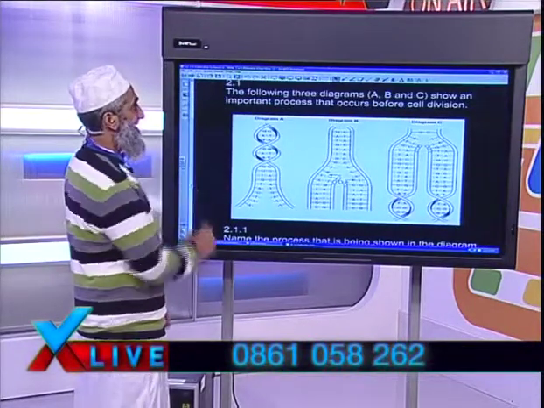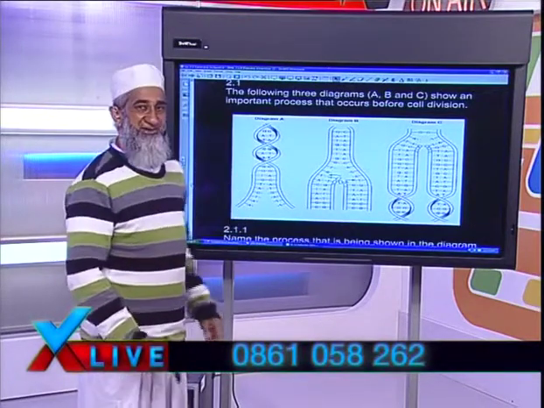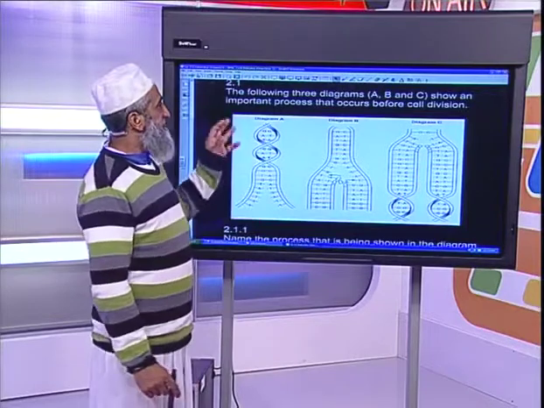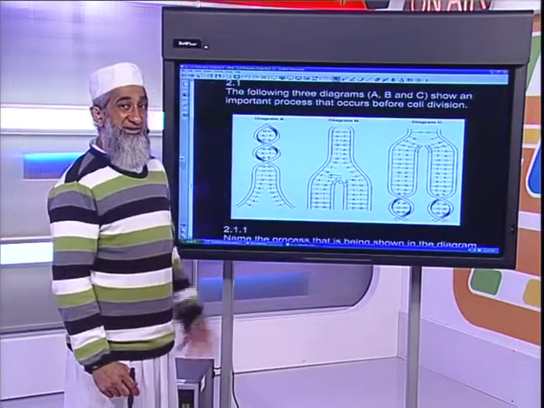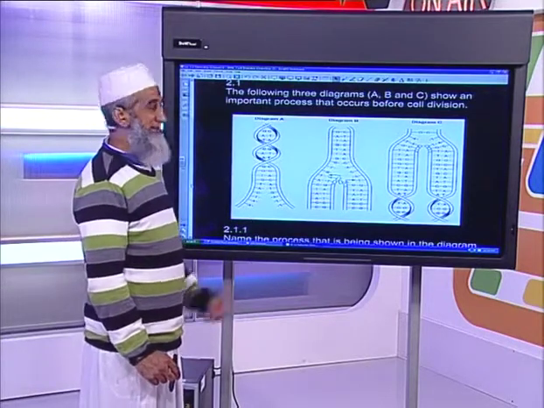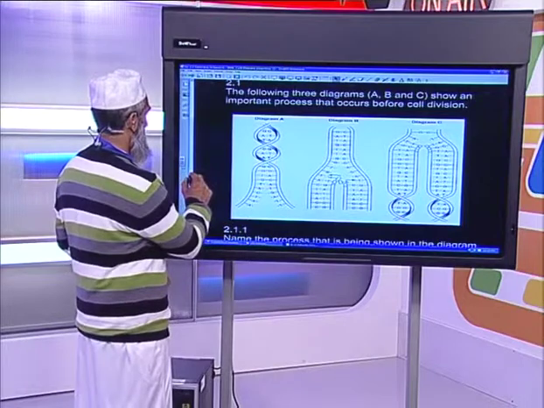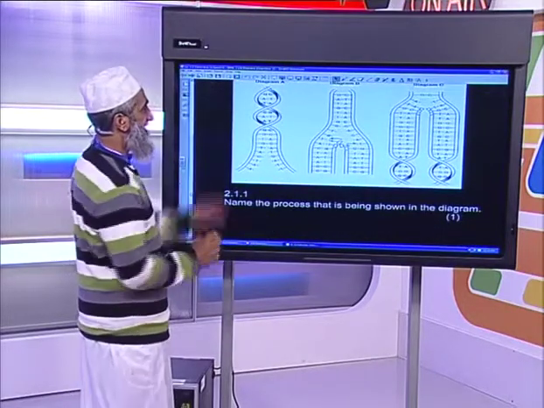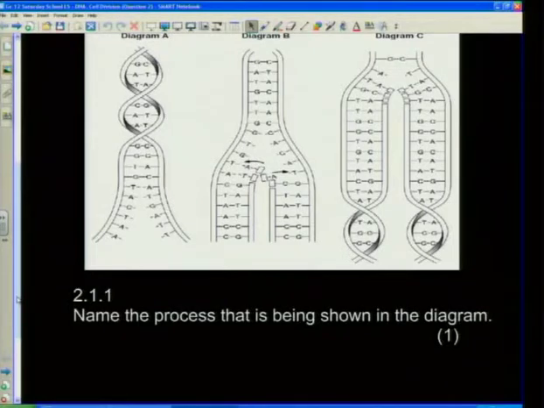And here again, the instructions are very clear. The following 3 diagrams, A, B, and C, show an important process that occurs just before cell division. There's your clue in that question already. It says something that occurs just before cell division. So they give you the three diagrams, diagram A, diagram B, diagram C. Say, name the process that is being shown in the diagram.